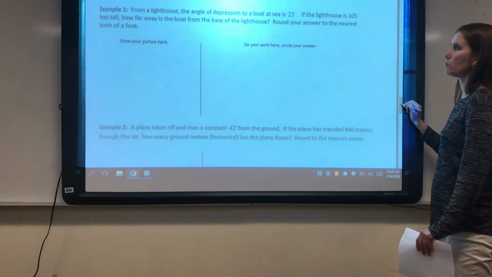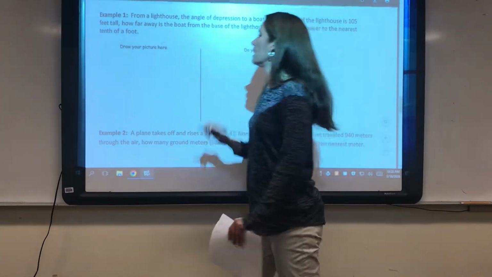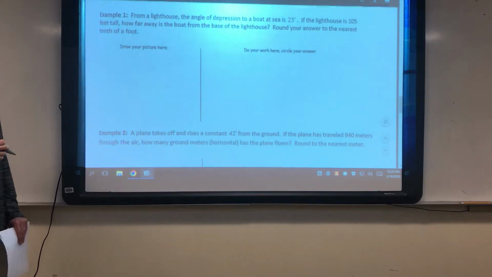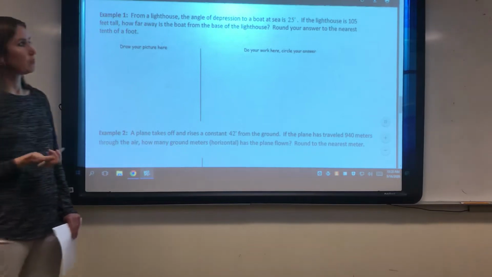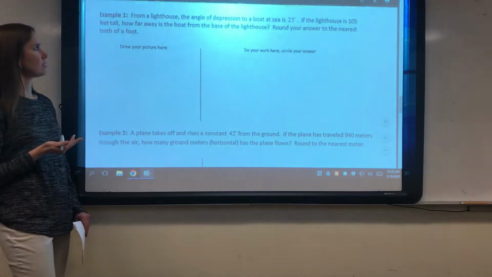So, here is the first word problem. It says, from a lighthouse, the angle of depression to a boat at sea is 25 degrees. If the lighthouse is 105 feet tall, how far away is the boat from the base of the lighthouse? Base or bottom of the lighthouse. Round your answer to the nearest tenth of a foot.